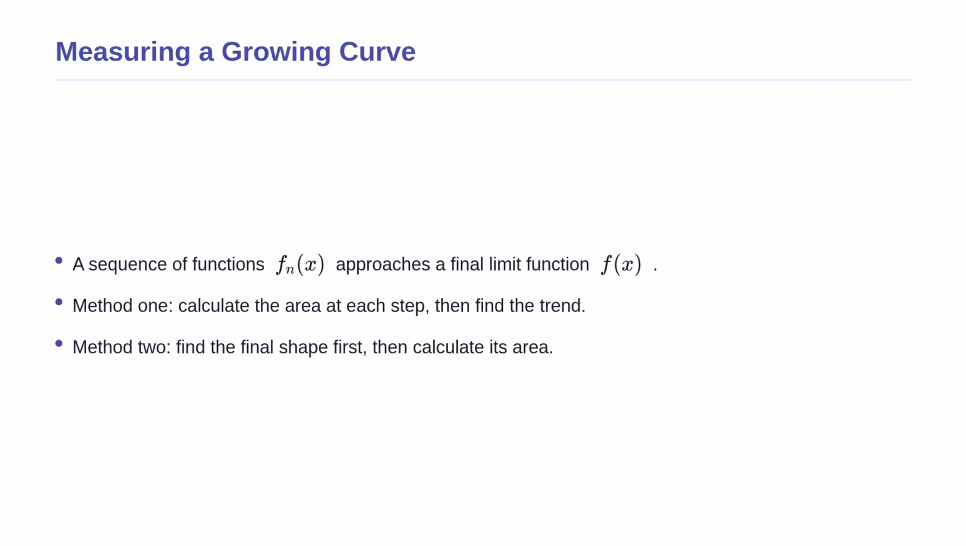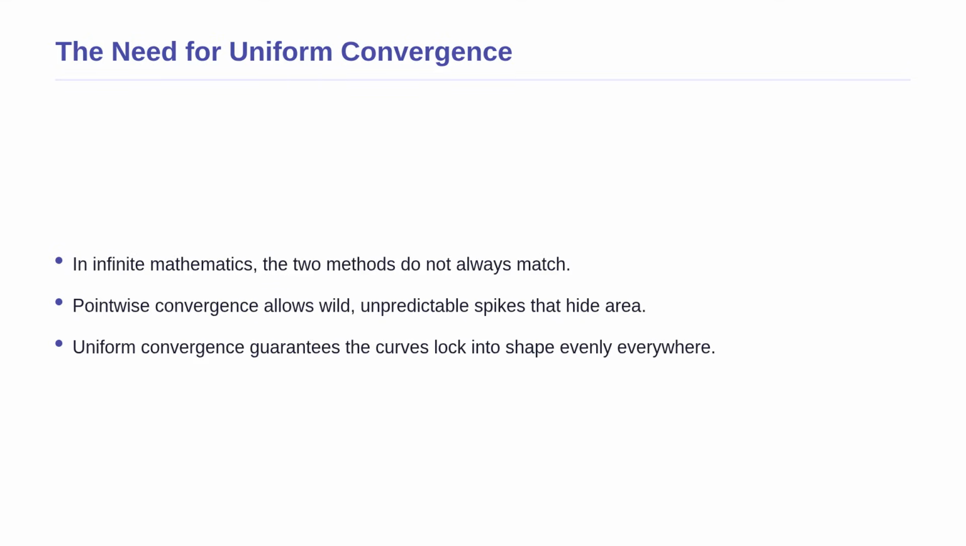In mathematics, we have a sequence of functions that approach a final limit function, and we want to know if the limit of their areas equals the area of their final limit. This brings us to a critical realization. In everyday life, the two methods match perfectly. But in the strange and infinite world of mathematics, they do not always agree.